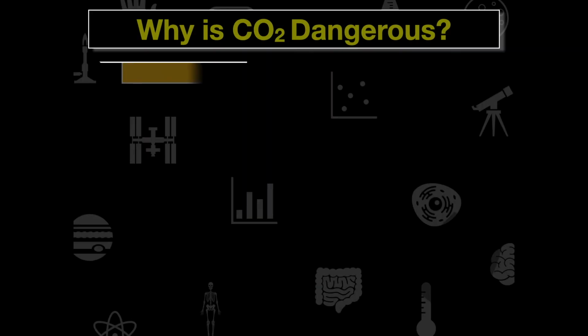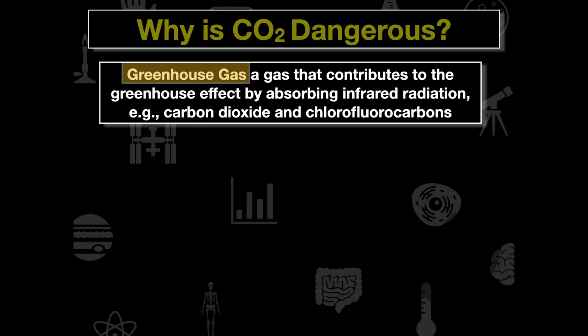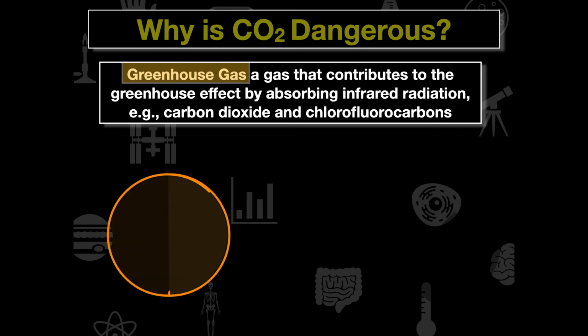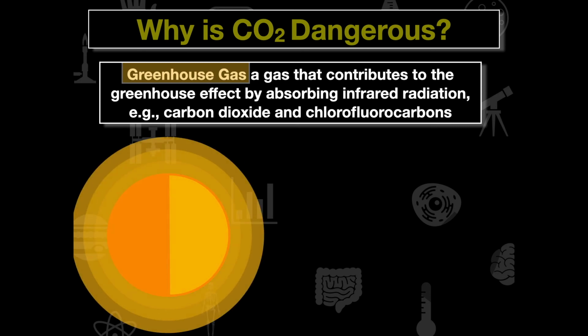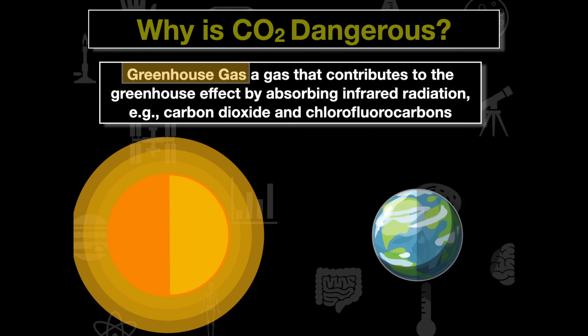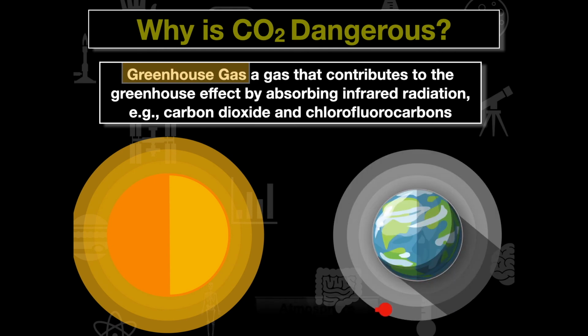Now, carbon dioxide can have a bad rap because it's a greenhouse gas. And all a greenhouse gas is, is a gas that's going to contribute to the greenhouse effect by absorbing infrared radiation. Carbon dioxide and chlorofluorocarbons are examples of this. Now, the sun is going to radiate infrared heat, and it's going to transfer that energy to the Earth, and the atmosphere of the Earth is going to enable the temperature to stay stable.